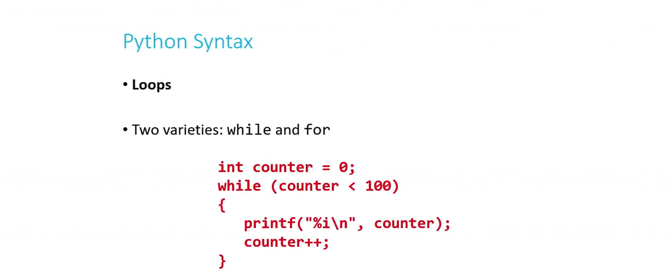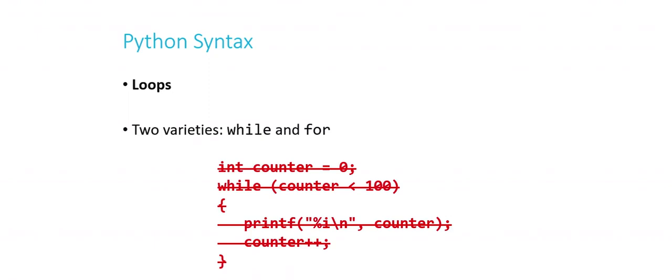So here's an example of some C code where we're using a while loop. We initialize a counter to 0, and then so long as that counter is less than 100, we print out the number, and then we increment the counter by 1. So this loop will run 100 times, printing the numbers 0, 1, all the way down to 99.